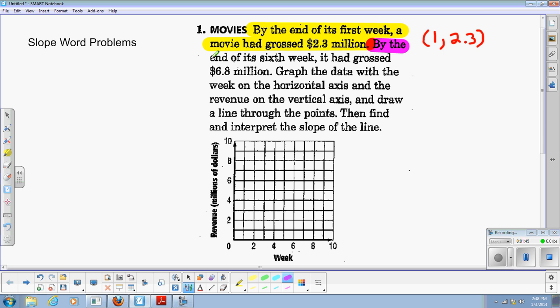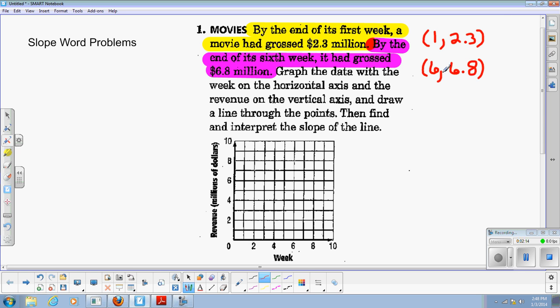By the end of the sixth week, it had grossed 6.8 million. So the sixth week, that's the first part of our coordinate. So that's going to be a 6, and then the 6.8 million is the revenue, comma, 6.8. Now from the words, I have two coordinates.